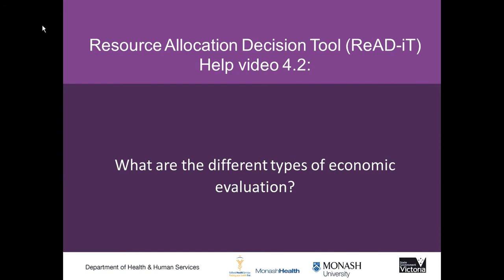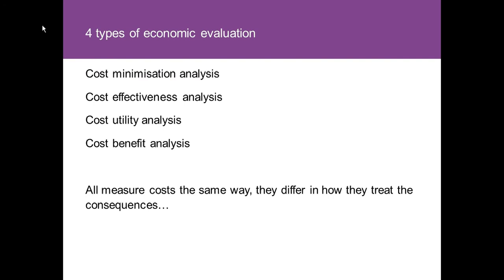This video focuses on the different types of economic evaluation that you might encounter in the health literature. There are four broad types of economic evaluation you are likely to encounter: cost minimization, cost effectiveness, cost utility, and cost benefit analyses. All measure costs the same way. However, they differ specifically in how they treat the consequences.